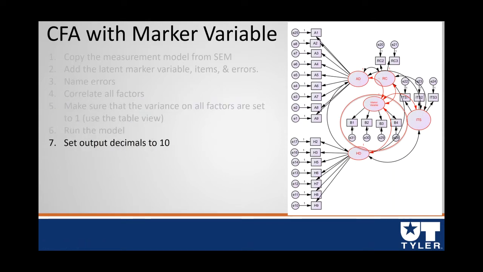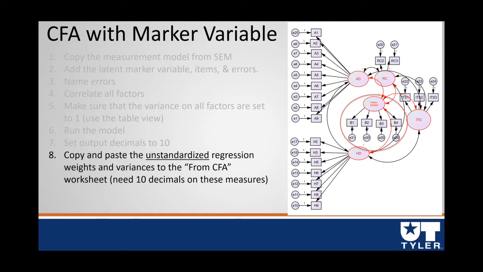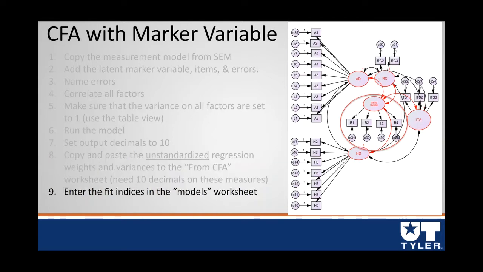Run the model and set the decimals to 10. Since you're going to be pulling data from your CFA model and using the output to fix weights in future models, it's important that we have a large number of decimal places for accuracy. We're going to copy and paste the unstandardized regression weights and variances from your output into the worksheet titled CFA from CFA, and that's in a workbook that we have provided. And again, it's very important that you have the 10 decimals. So when you copy and paste into Excel, double check that your Excel did accept all 10 decimals. It's possible that you'll need to make an adjustment to your column so that it will accept 10 decimals. And you want to enter the fit indices into the models worksheet.